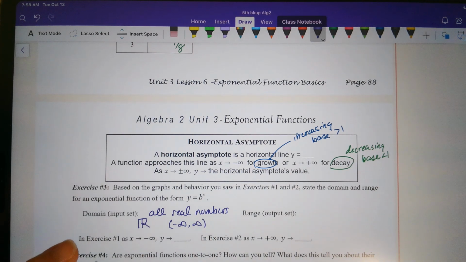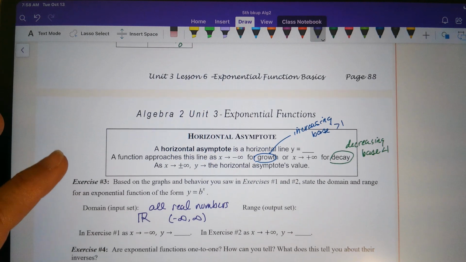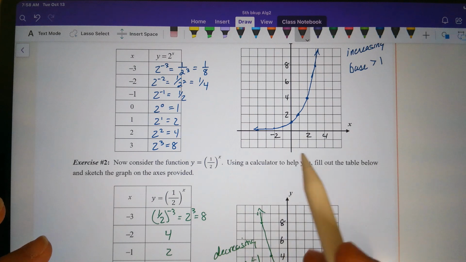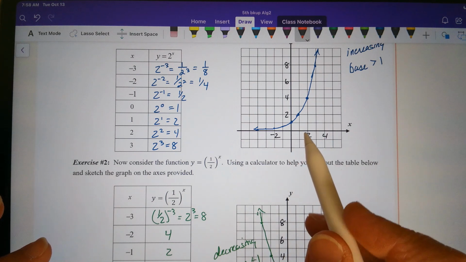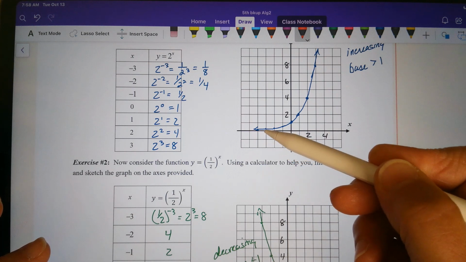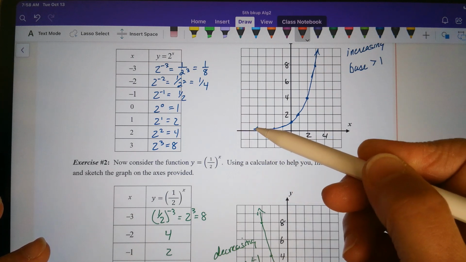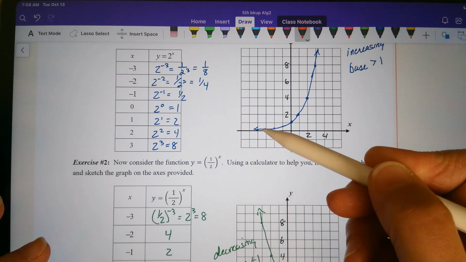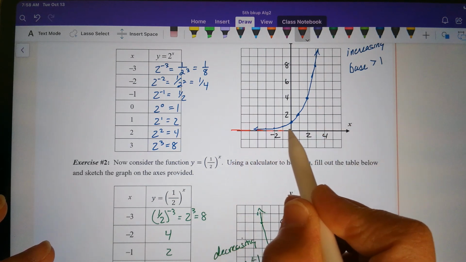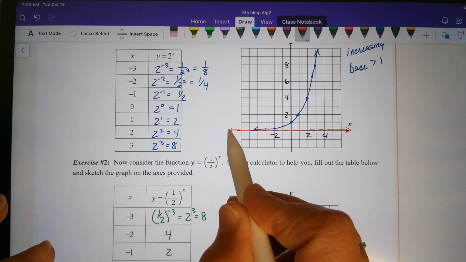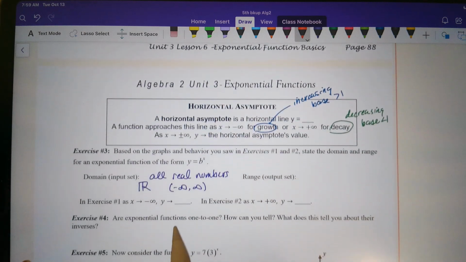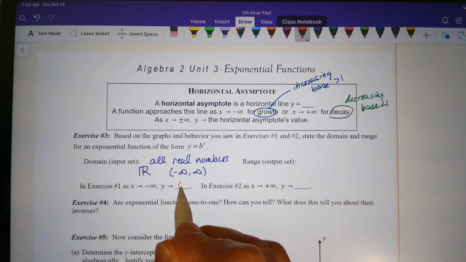In exercise number 1, as x goes to -infinity, y goes to, this is where you want to use your red pencil, approaching 0. As this keeps getting smaller, as our x keeps going out to -infinity, our y values approach 0. I'm just going to draw a dotted red line. Y goes to 0. Y approaches 0.